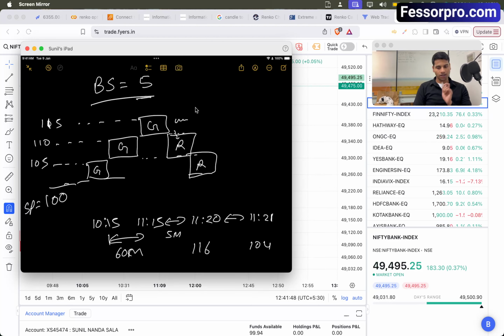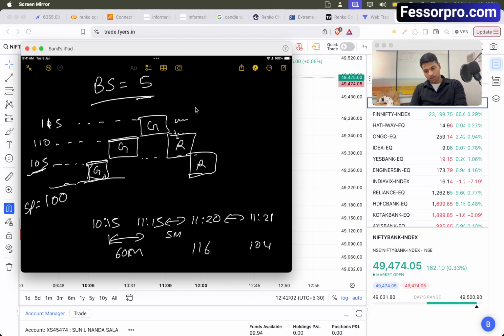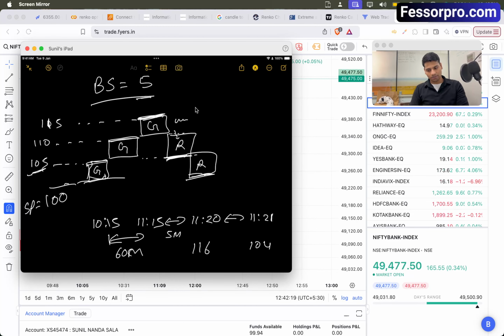Now a few more things that you should know. What is the closing price? When you look at this green candle, the closing price of this candle will be 105. The closing price of this candle will be 110. What will be the closing price of this red candle? This red candle closing price will be 105 again. So from 115 closing price, it has moved to 105. And then the next closing price will be 100. So this is how the closing price changes.